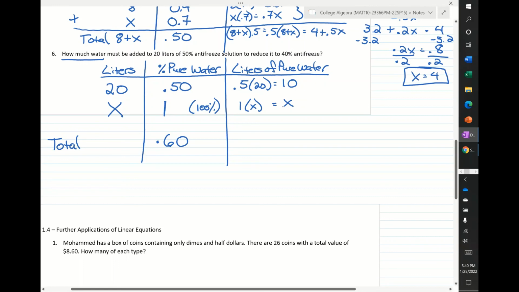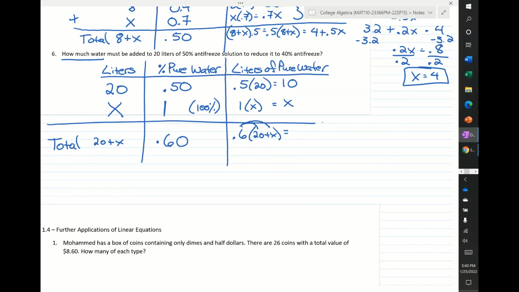Now it's the same exact problem that we just did. The total amount is going to be 20 plus X. We multiply that by 0.6. That'll give us what we get from the total. And we'll set that equal to the combined from solution 1 and 2. So 0.6 times 20 is 12. 0.6 times X is 0.6X.